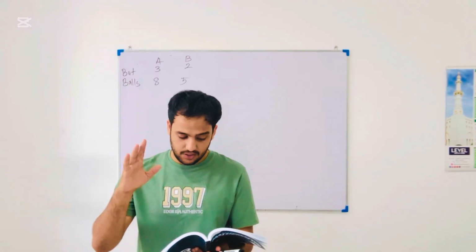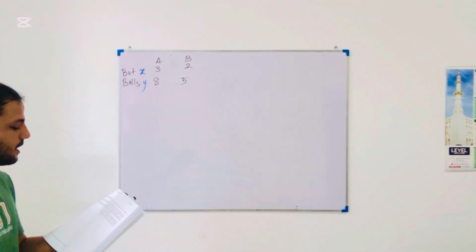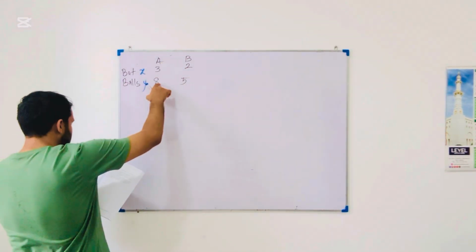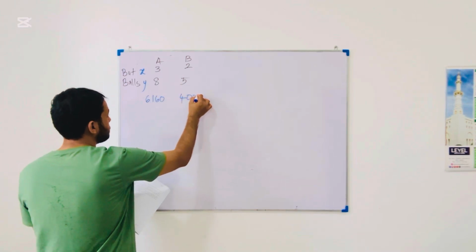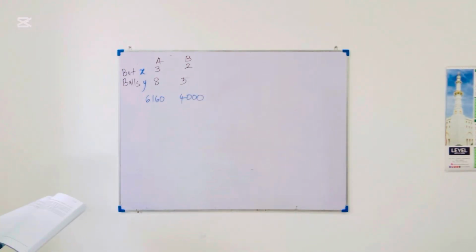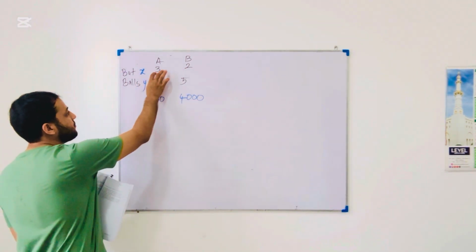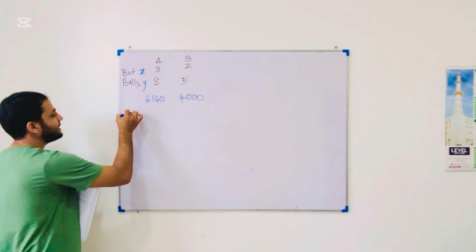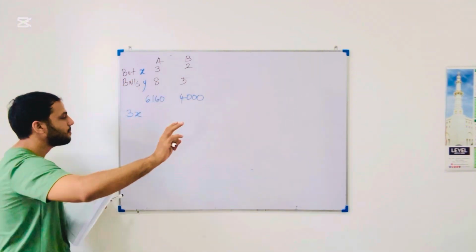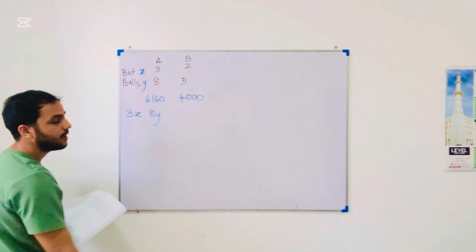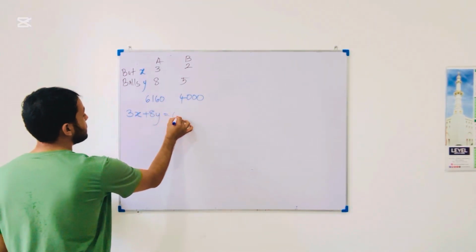By taking the price of 1 bat as x, the bat is x and the ball is y. So you have to create 2 equations. In school A, the total cost is 6,160. In school B, the total cost is 4,000. Using this information, you are going to build a simultaneous equation. If 1 bat is x, you have 3 bats, then the total price of the bats is 3x in school A. Likewise, if 1 ball is y, you have 8 balls, then you have 8y. That is the price of the balls.